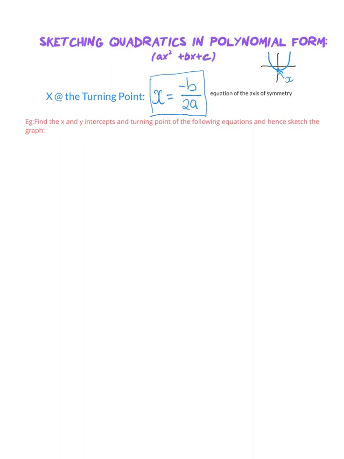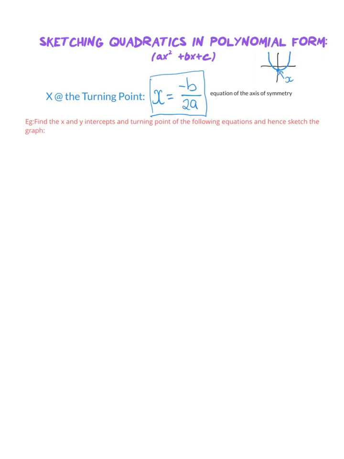So we know at the turning point, that's where we have the axis of symmetry, meaning both sides mirror each other from the line down there. So that x equals, when you find the turning point, is known as the equation of axis of symmetry. So you may get asked to find the equation of axis of symmetry. So that means you're finding the turning point equation.